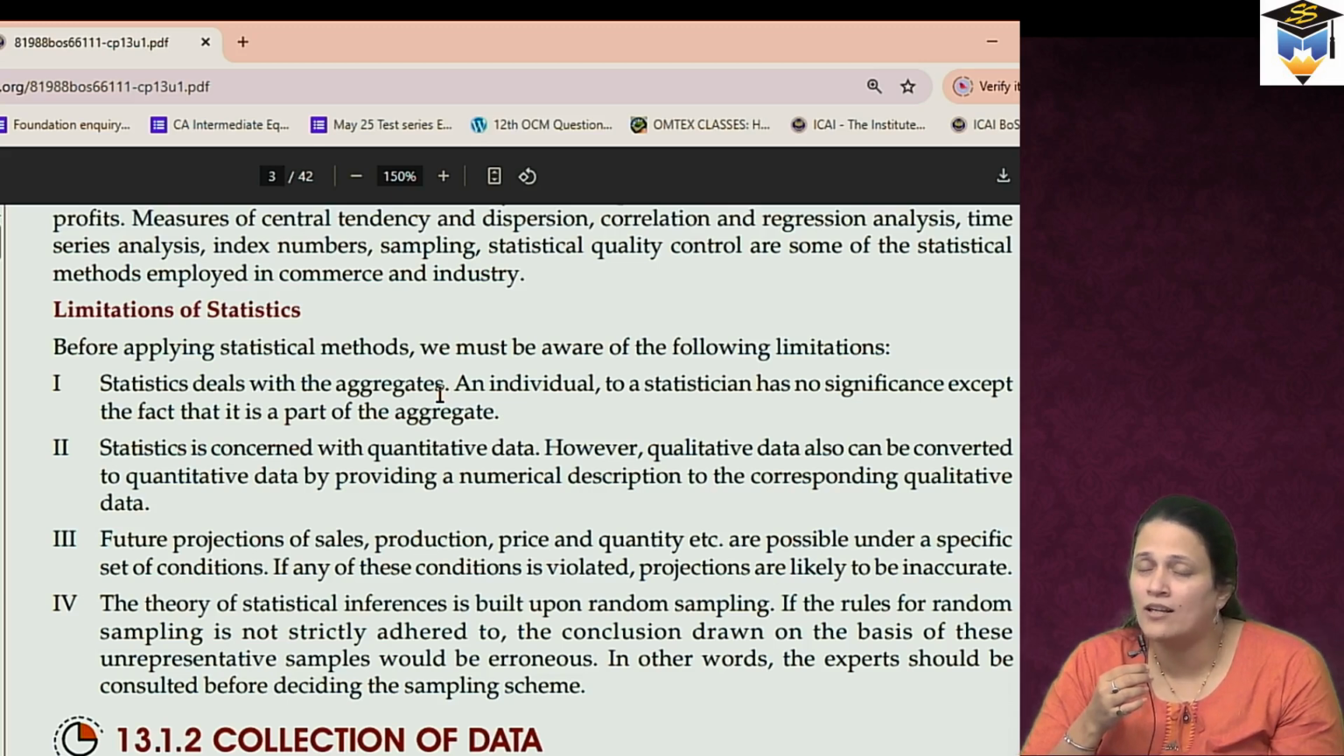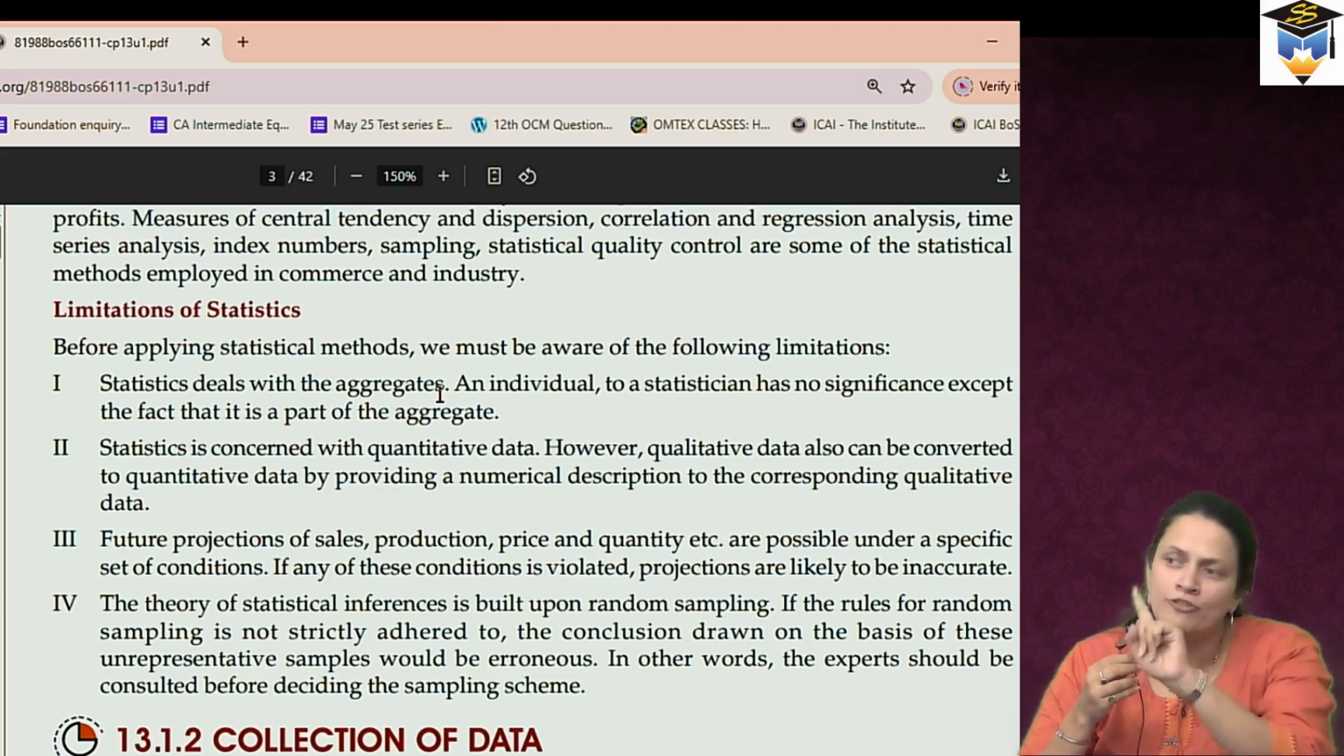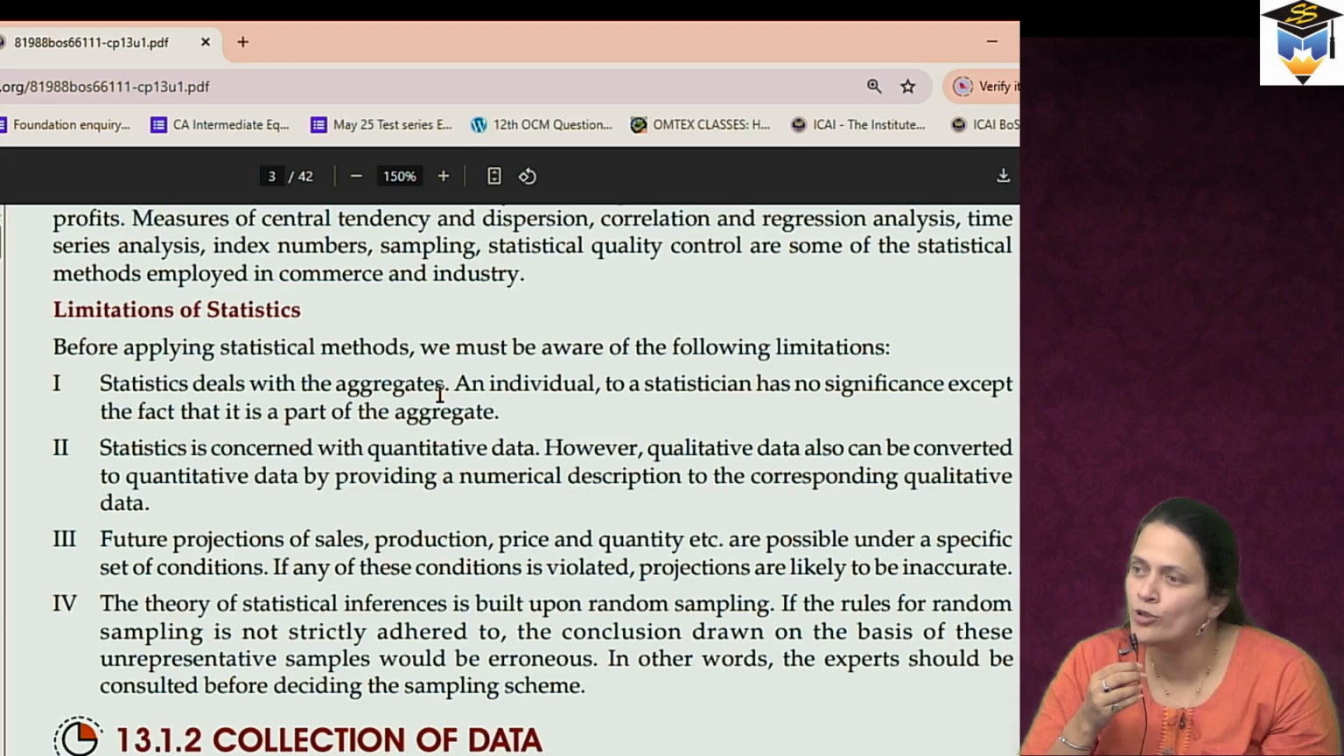Second, can anybody tell me how this can be a limitation? If there is some error in one person's marks out of the 3 students, the aggregate is going to get affected. If the aggregate gets affected, the entire data is going to get affected and the analysis will be wrong. Okay, so this is the first limitation.